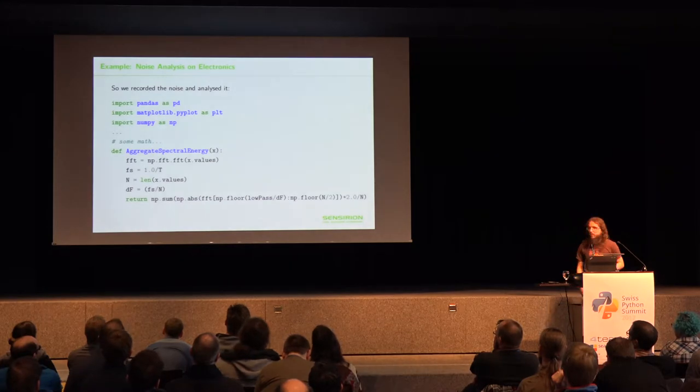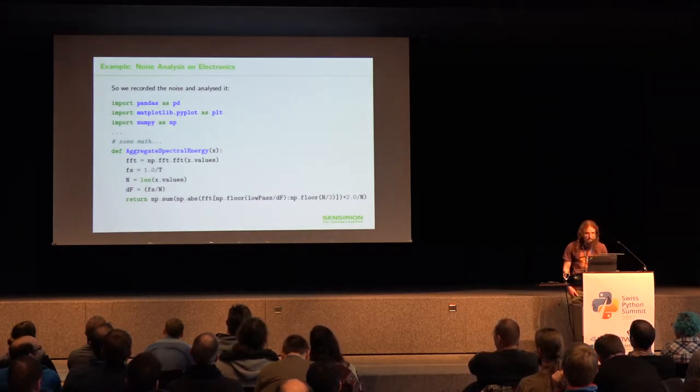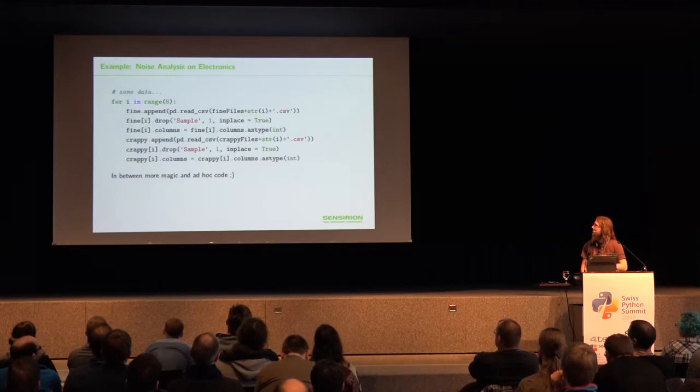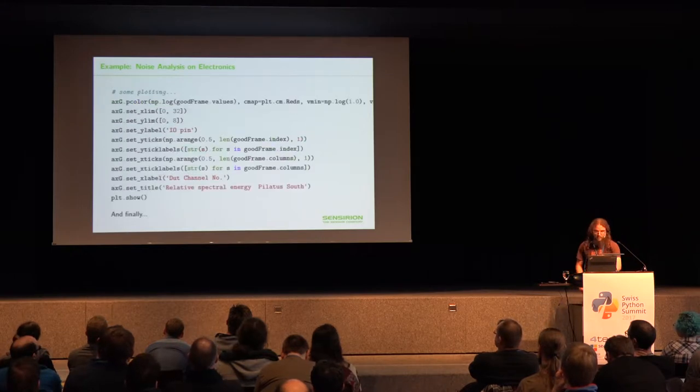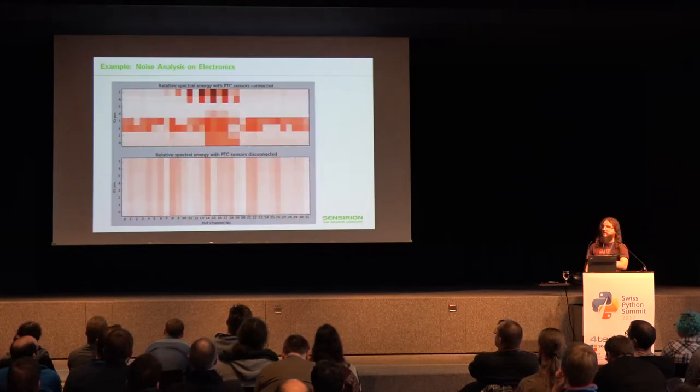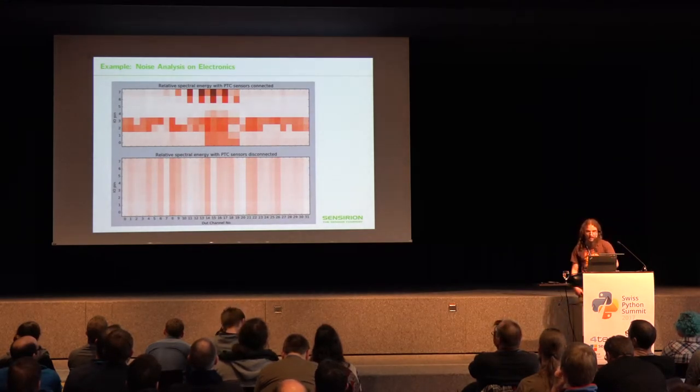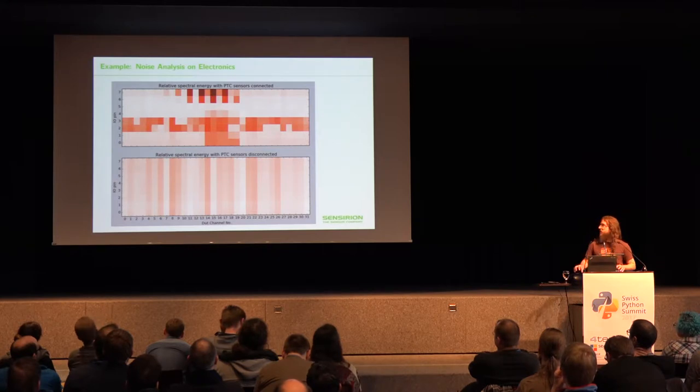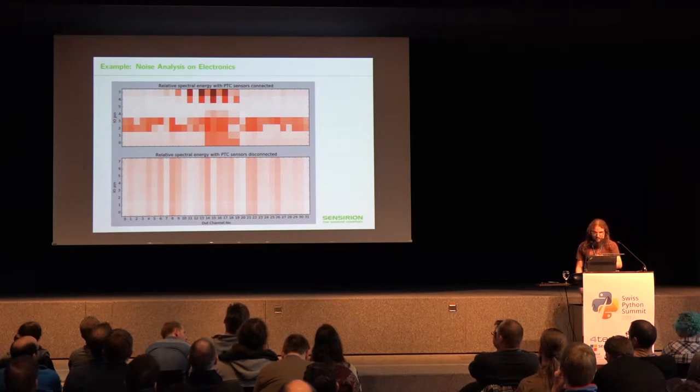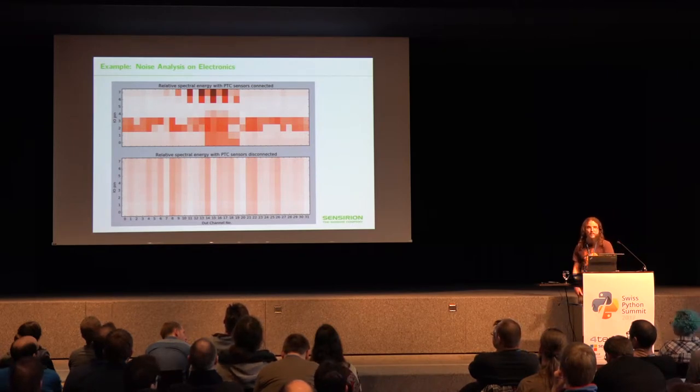So we recorded the noise more or less automatically, and then wrote some ugly code, like you see here. I'll just go through it quickly, it's kind of throwaway code, because what we really wanted is this plot. Here you see on the x-axis which channel of the 32 we connect simultaneously. And you see the noise is very specific to channels like 11 and 13. There's some pattern in there.